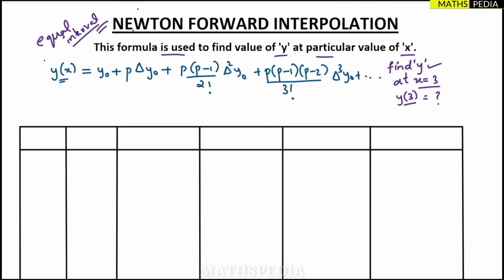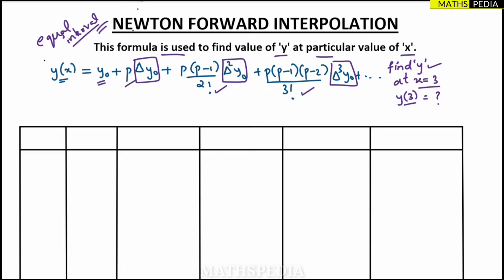That means in order to understand this formula, you can see we are starting with y naught, then multiplying with p. We'll understand what things are involved in this formula. Then we have delta y naught, then here we have delta square y naught, and here delta cube. So for delta square y naught we are using 2 factorial, and 3 factorial for delta cube.